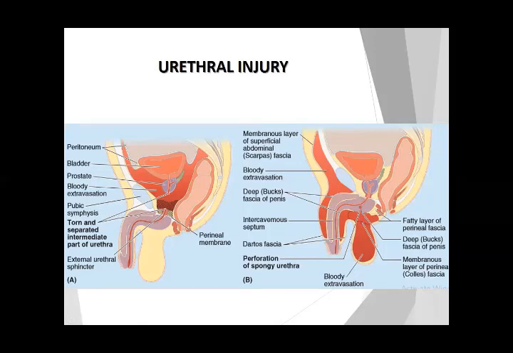So it will surround the scrotum, will be present in the scrotum and around the penis, and if untreated, can extend deep to the fatty layer. It will extend deep to the fatty layer.